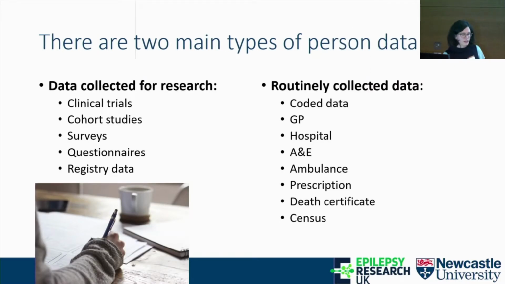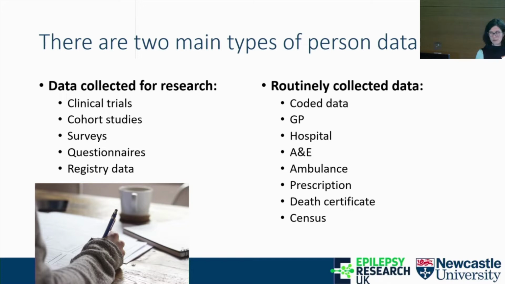And we're going to talk about two main types of, I've changed it from patient to person data, and that is two types of data which we can use in research. So on the one hand, we have data which is collected specifically for research. So that type of data would be generated if you sign up to a clinical trial, if you're in a cohort study, if your consultant asks you to fill in a questionnaire, if you're in a registry. So it's generated specifically for research and used for research.